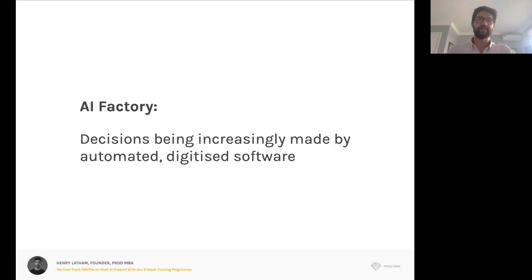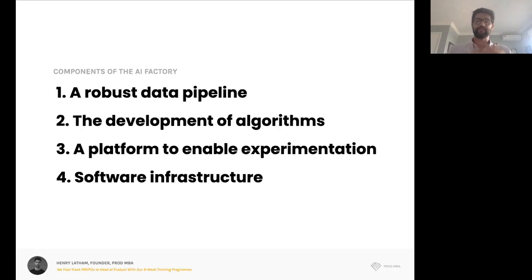In practice, what does that AI factory constitute? Really four things. First, a robust data pipeline so that decisions can be made with accuracy and reliability, importantly. Secondly, the development of algorithms, so the company can actually analyze and learn from the data to identify product opportunities. And thirdly, a platform to enable experimentation across the company. So when we run experiments, A/B tests, for example, we can run these with no friction. Different agile teams can be working on different parts of the product at the same time. Finally, software infrastructure that's quite seamless, so that agile teams can be building new products or features very rapidly on the same products.